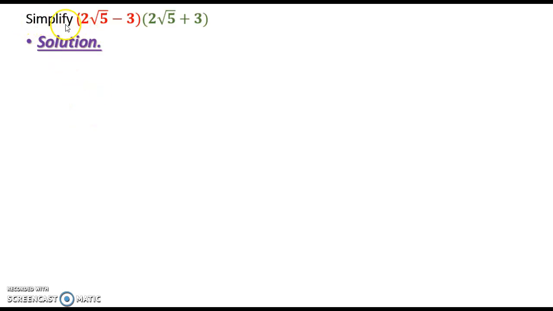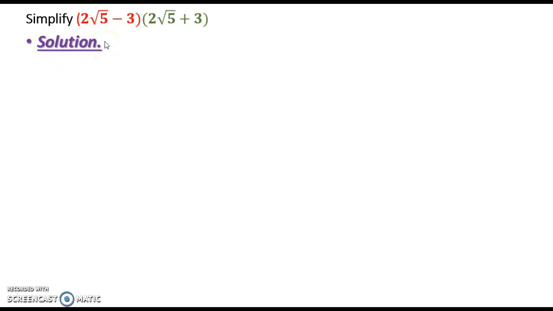Let's look at multiplying out or expanding out these two brackets. The question usually will read something like, simplify 2 root 5 minus 3 multiplied by 2 root 5 plus 3. Now I've put them in different colours just so you can see what we're doing here. Okay, so we look at the solution now.